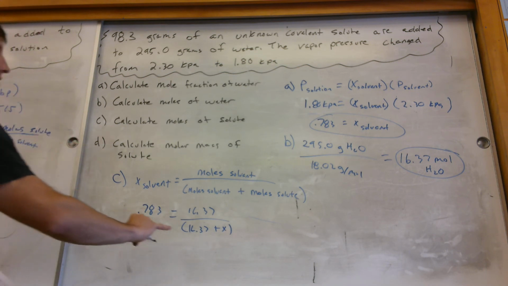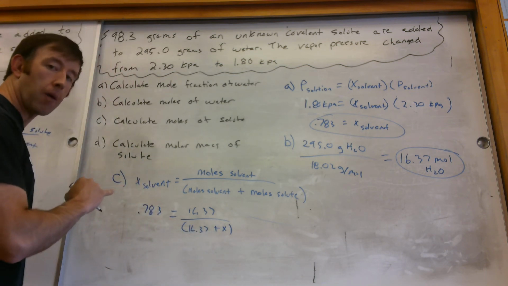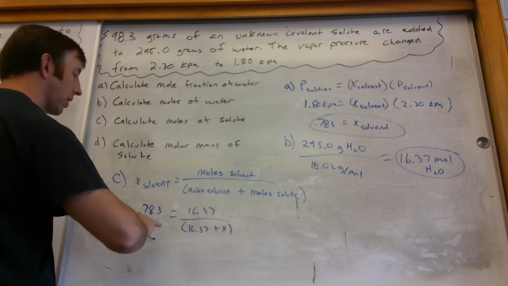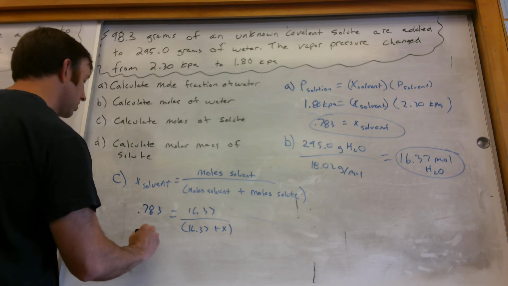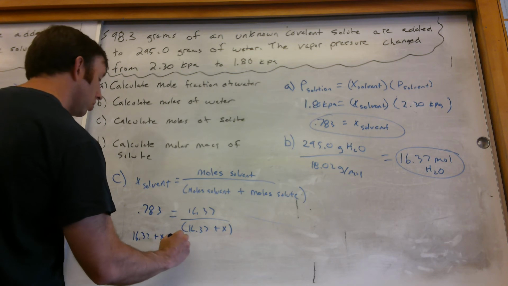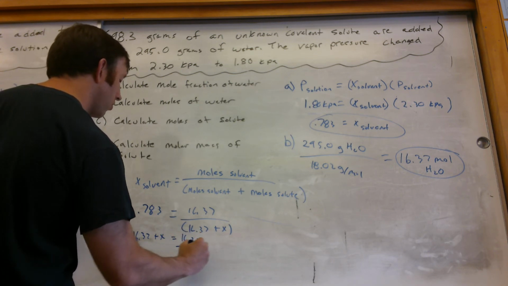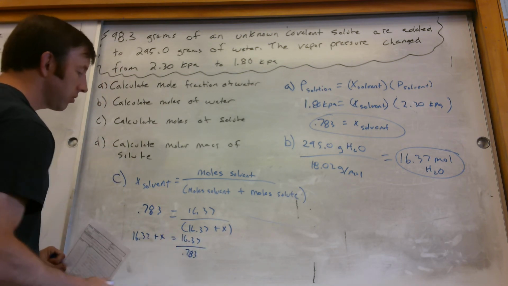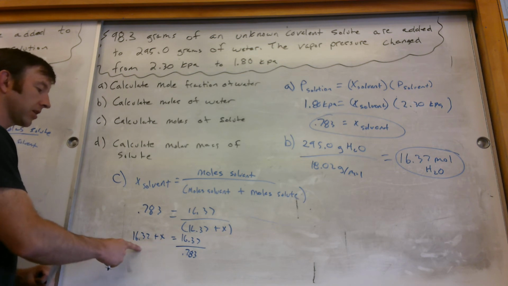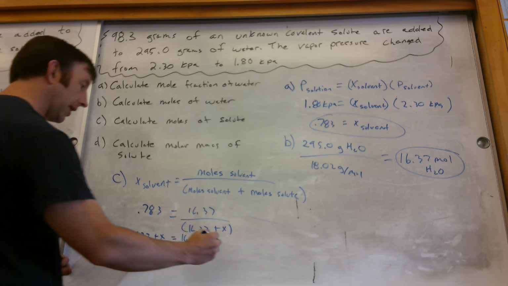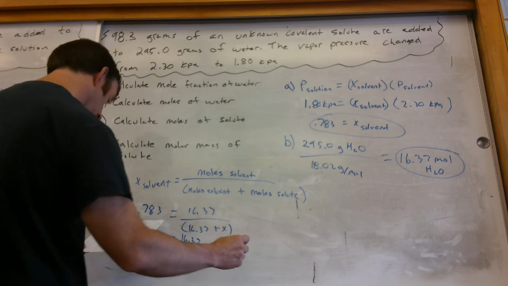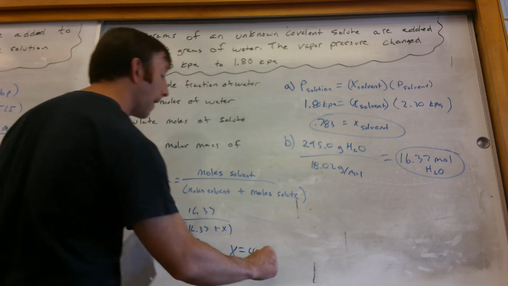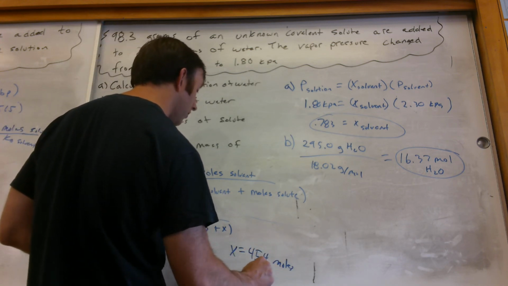So again, simple algebra trick. When my X is on the denominator side, or on the bottom of that fraction, I can flip-flop my values. So I'm going to rewrite this equation. 16.37 plus X equals 16.37 over 0.783. All right? So I would divide those values and then subtract 16.37 from both sides. Now we'll get X equals 4.54 moles of solute.